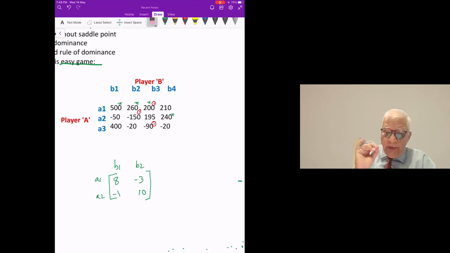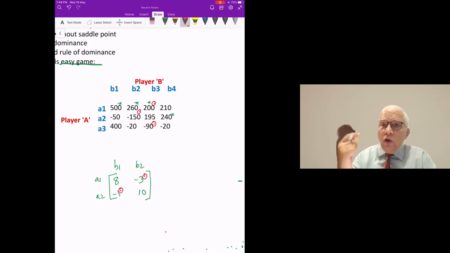So let's mark the row minimum by a symbol called a dot. Row minimum in row number 1, 8 and minus 3. The minimum value is minus 3. So I'll say this is row minimum in row number 1. In row number 2, minus 1 and 10 are 2 numbers. So I'll mark the minimum value in row number 2. Now column maximum. If I mark column maximum by a different symbol, like say asterisk, column maximum in B1 column is 8. Column maximum in B2 column is the number 10.